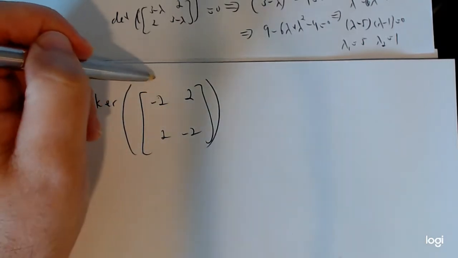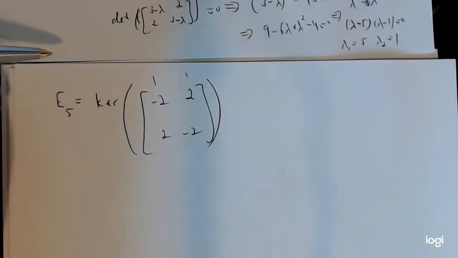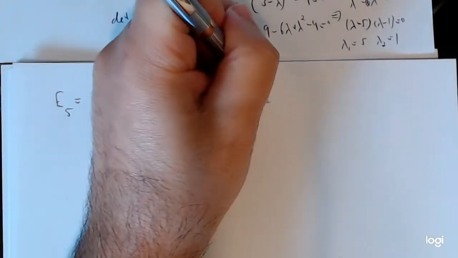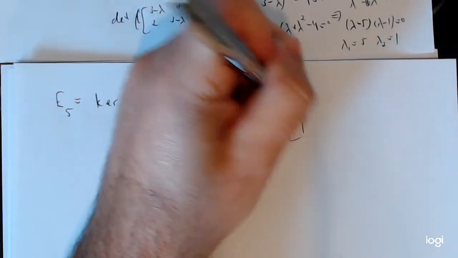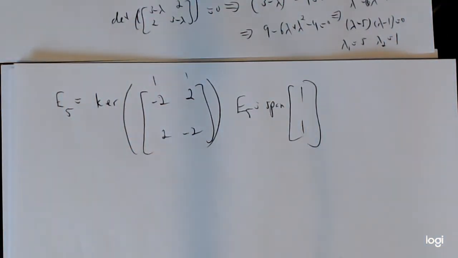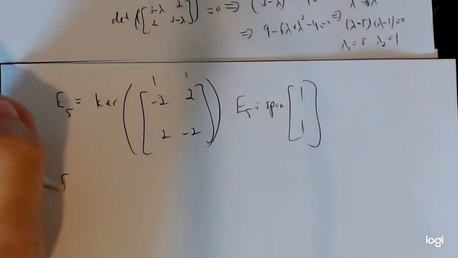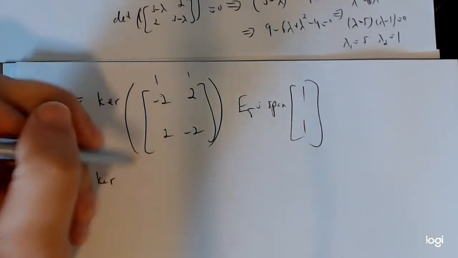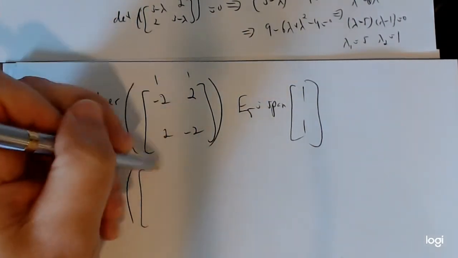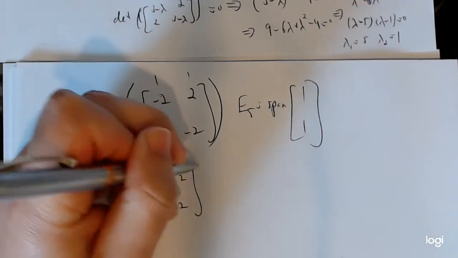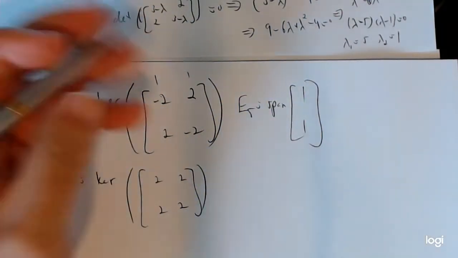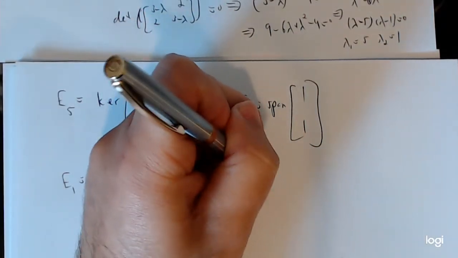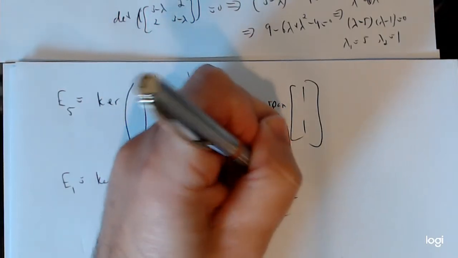So what is it that we need? Just 1, 1. Is that correct? That's right. So our eigenspace for lambda 5 is just the span of 1, 1. Okay? So how about the eigenspace for lambda of 1, or the eigenvalue of 1? That's just going to be the kernel of 2, 2, 2, 2, where the rows are exactly the same. So I could say, for instance, 1, negative 1. And so E sub 1 will be the span of 1, negative 1.